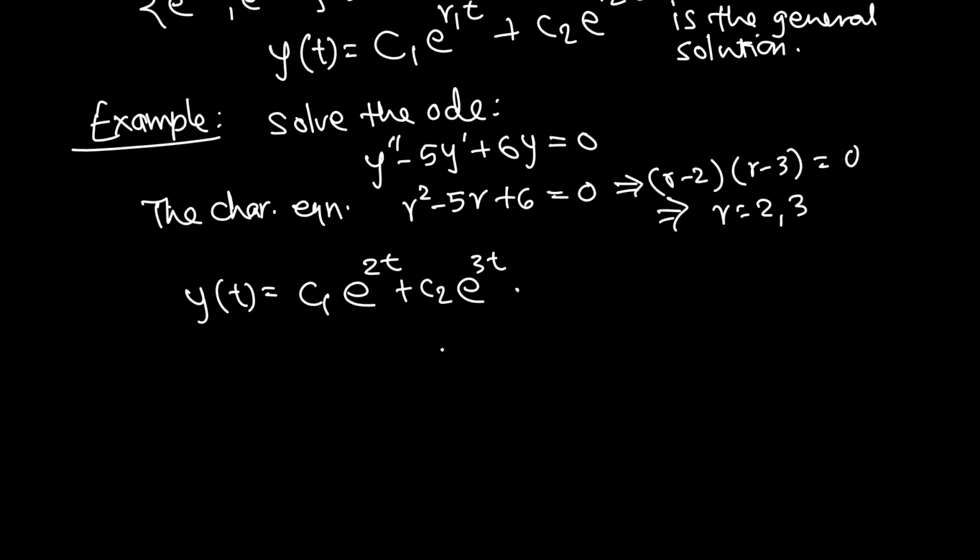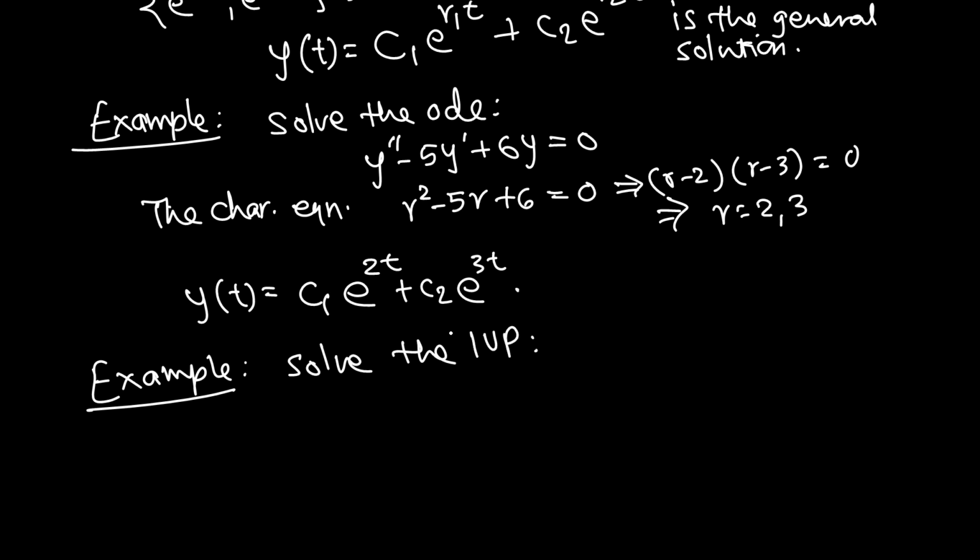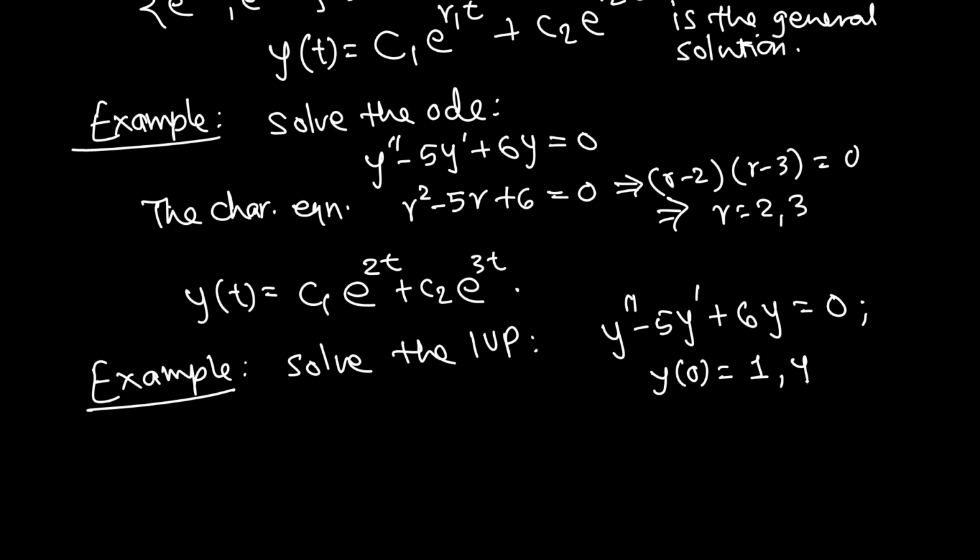If we have initial conditions given, because there are two constants, that means we should have two initial conditions. In that case, we can determine c1 and c2. So another example is: solve the IVP. Let's say the IVP is y double prime minus 5y prime plus 6y equals 0, and we have two initial conditions, y(0) equals 1 and y prime at 0 equals negative 2.